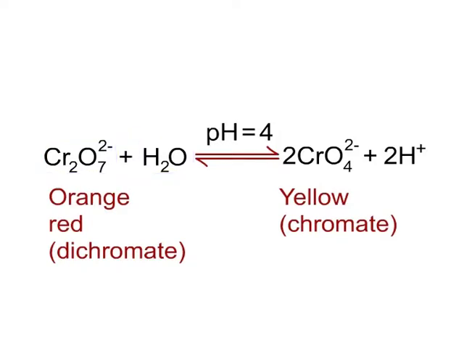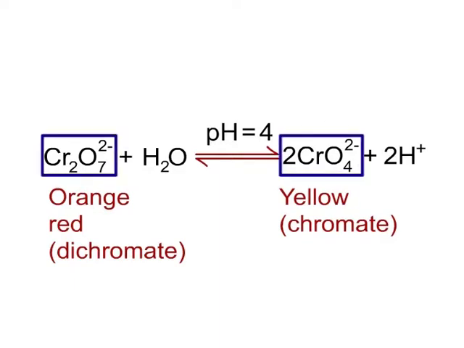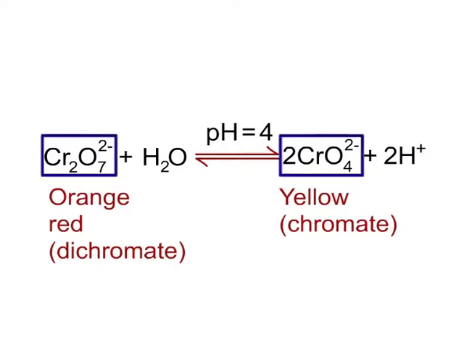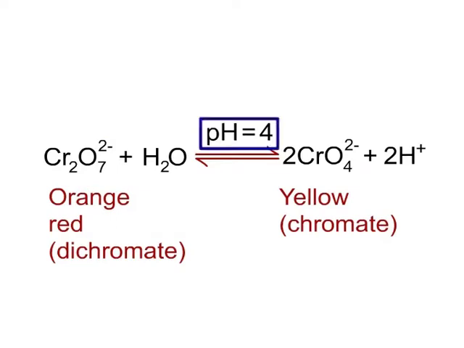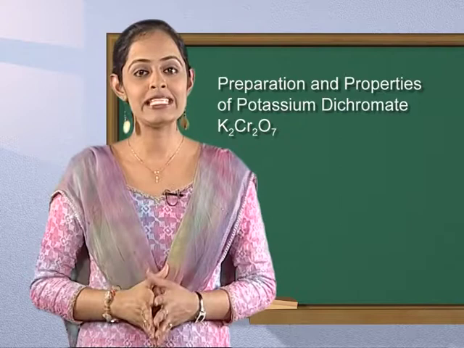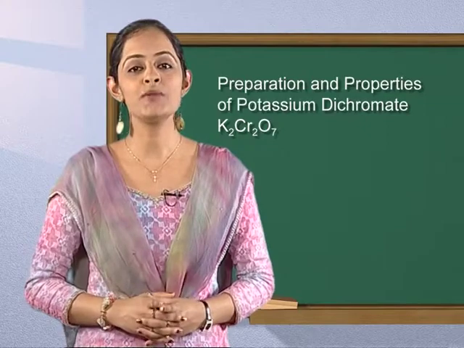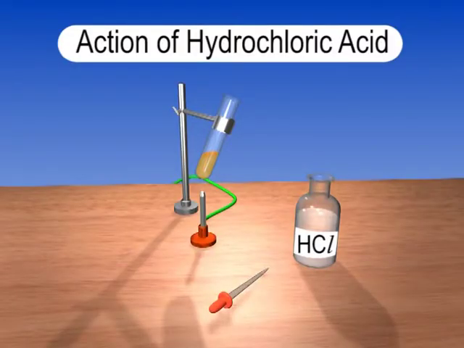This interconversion of chromate and dichromate and vice versa can be explained by the fact that in dichromate solution, the dichromate ions are invariably in equilibrium with chromate ion at pH equal to 4. So we get the chemical equation shown on the screen. Now, let's see the action of another acid, say hydrochloric acid, on potassium dichromate. Let us now learn about the action of hydrochloric acid.